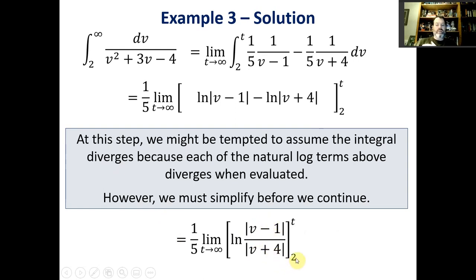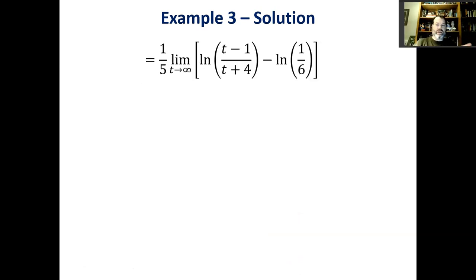Any number in this interval that I plug in has to be positive in both of these, right? Because 2 is bigger than 1, and it goes from 2 to t. So if 2 is bigger than 1, every number from 2 to t is bigger than 1. So these are already positive. So I just bring them together and get rid of the absolute value.